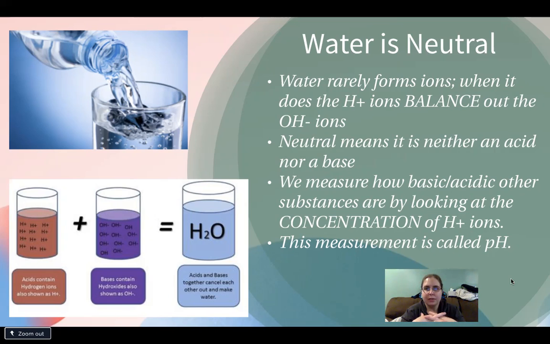So the question becomes then, how do we measure if something is basic or acidic? And what we do is actually just look at the concentration of ions, specifically hydrogen ions. And we've taken this and put it into a logarithmic scale that we call the pH scale. We'll actually show you some examples of those and help you to understand what we're talking about in terms of the ions and acidic and basic natures.